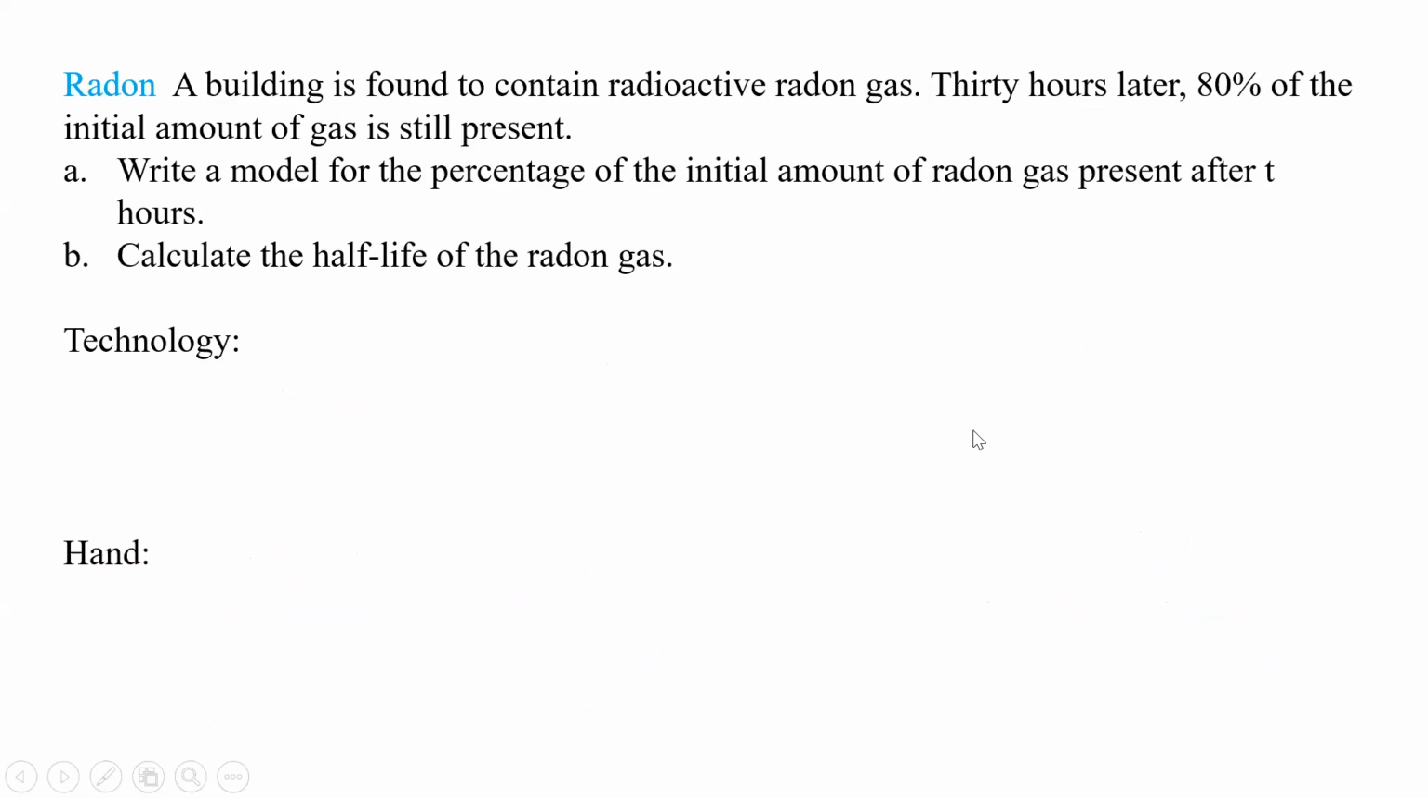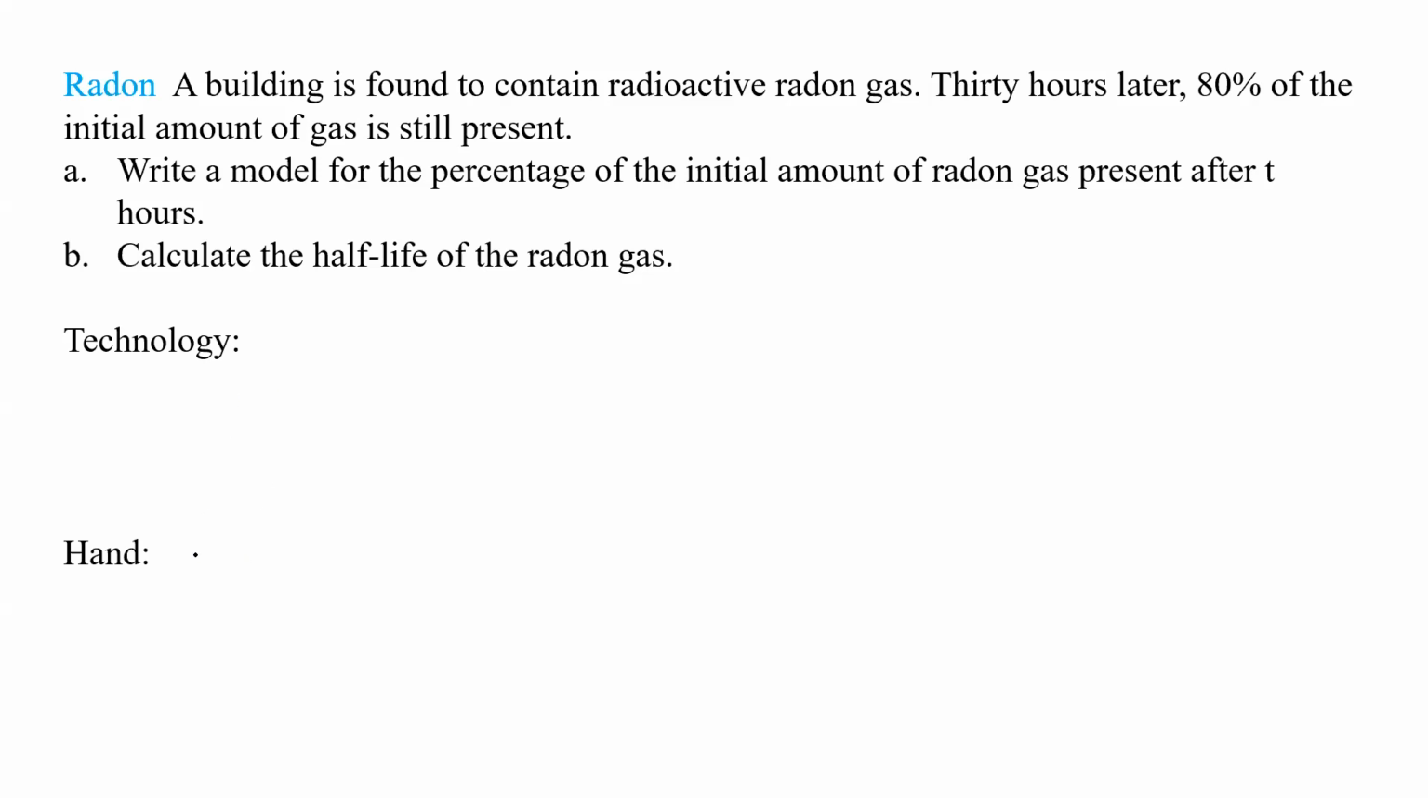All right, radon. So a building is found to contain radioactive radon gas. 30 hours later, 80% of the initial amount of gas is still present. Write a model for the percentage of the initial amount of radon gas present after t hours. Calculate the half-life of the radon gas. All right. Well, let's think about this.